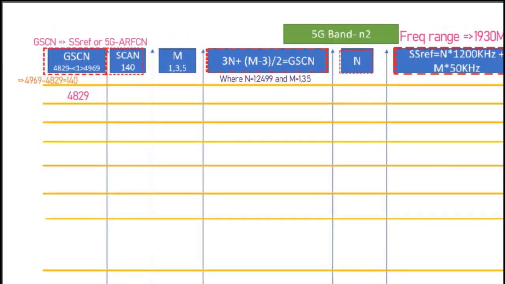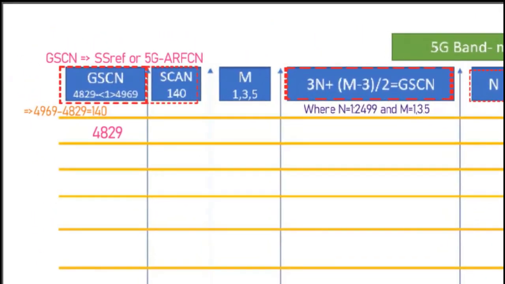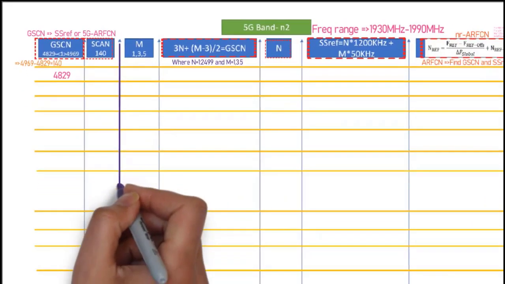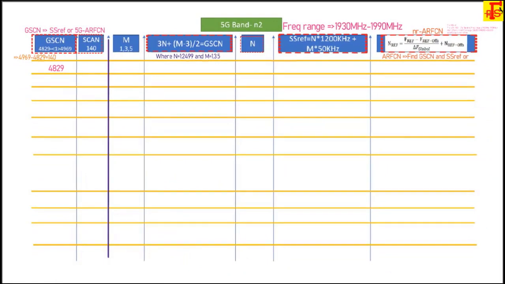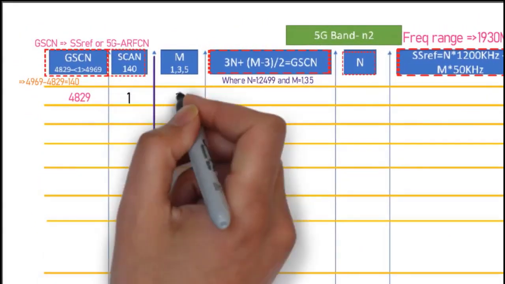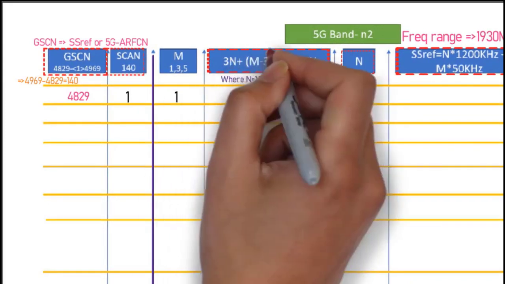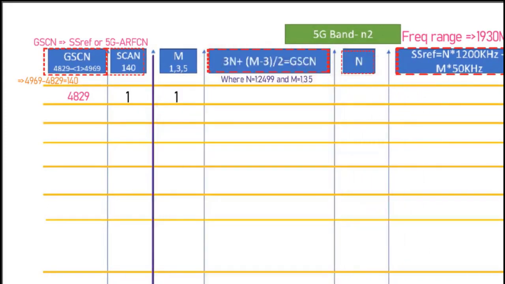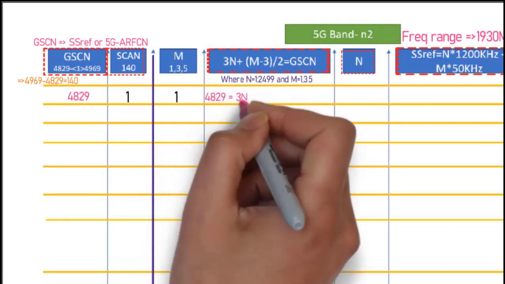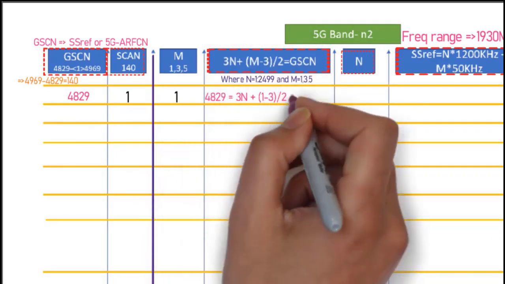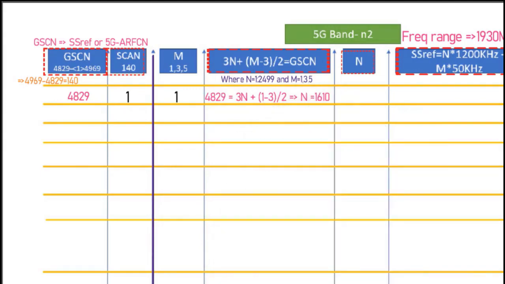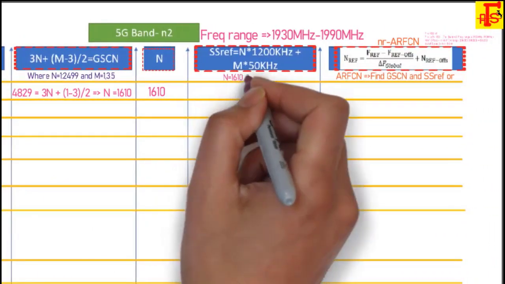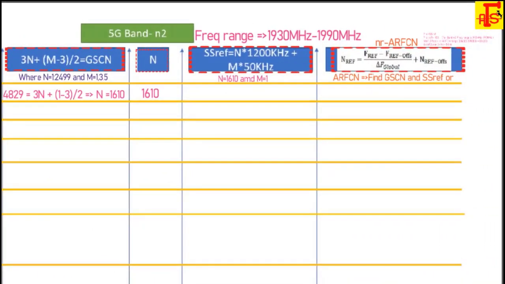So the first GSCN value is 4829 for band N2. This is the first scan, and the M value is 1 for the first scan. The GSCN formula is 3n plus m minus 3 by 2, so here we will calculate the n value. Here the GSCN value is 4829, 3n plus m, with m equal to 1, minus 3 by 2. So n is equal to 1610. Now n is equal to 1610 and m is equal to 1.